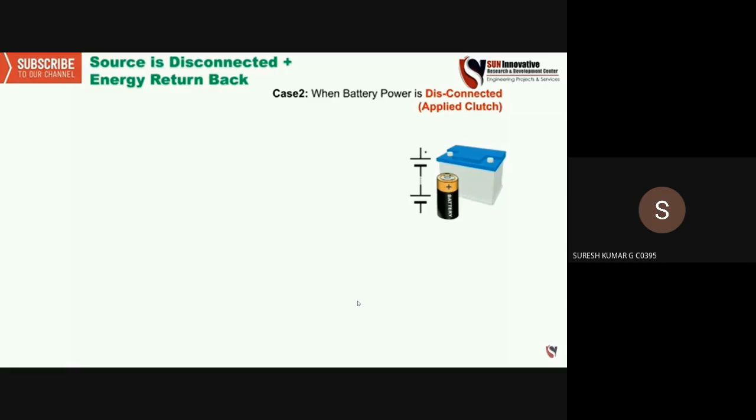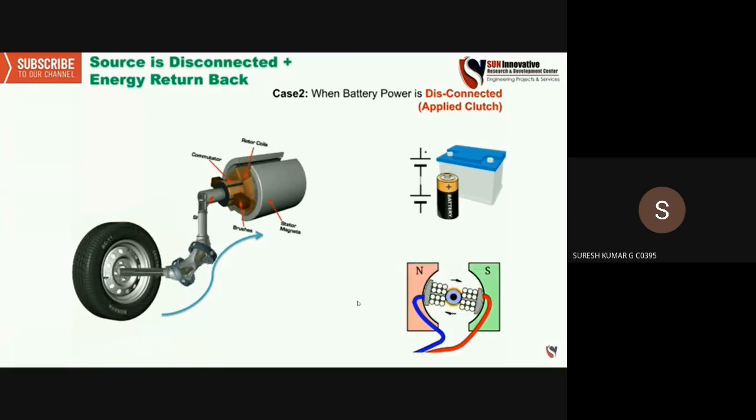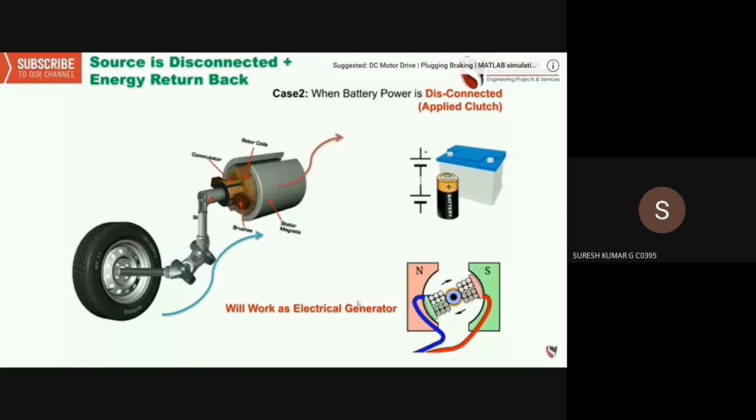Now the source is disconnected when the power supply is connected. So the energy that was stored, E, that is disconnected. It means a mechanical clutch is applied. So the energy is produced reversely, and it will act as a generator. So you can see in the figure, the motor will work as a generator, and electrical power is generated through the motor.